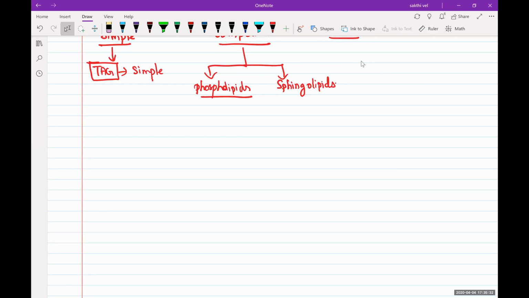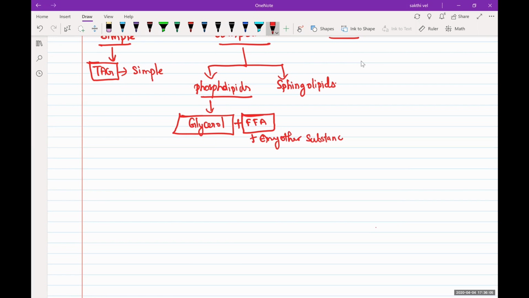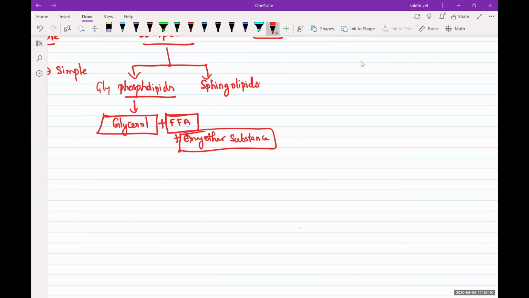So what is a phospholipid? Glycerol will be on the backbone, plus a free fatty acid attachment. So this gives a simple lipid. And apart from that, is there any other compound, for example nitrogenous bases, or any other substances like phosphatidyl inositol? Whatever other substances get attached with this glycerol free fatty acid complex are called phospholipids or glycerophospholipids.